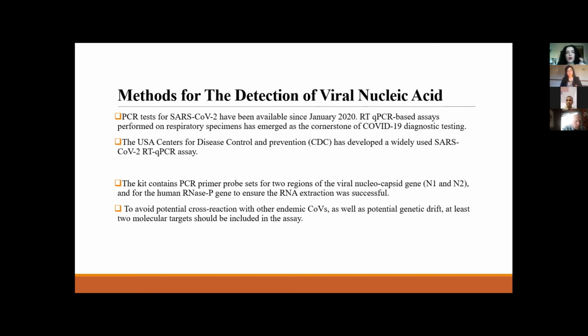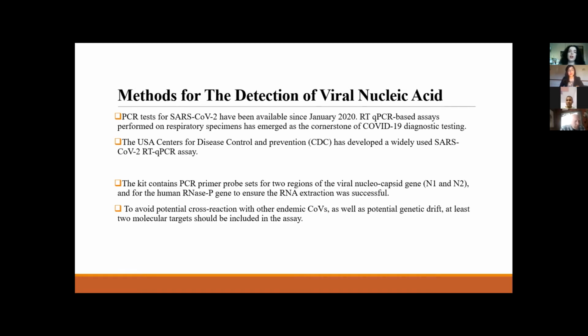Firstly, methods for the detection of viral nucleic acid. PCR tests for SARS-CoV-2 have been available since January 2020. RT-qPCR-based assays performed on respiratory specimens have emerged as the cornerstone of COVID-19 diagnostic testing. The USA Centers for Disease Control and Prevention has developed a widely used SARS-CoV-2 RT-qPCR.